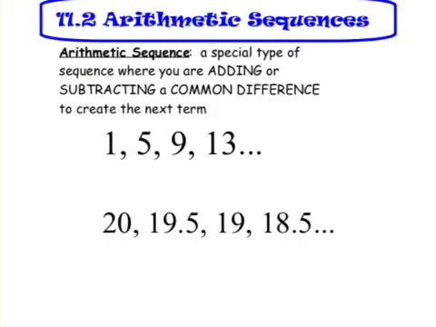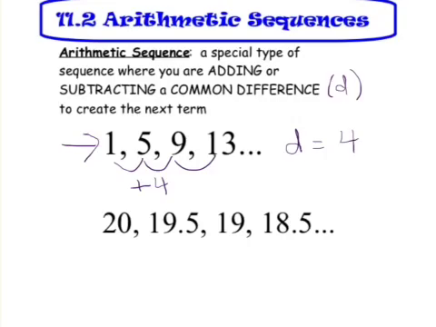This is chapter 11.2 with a focus on arithmetic sequences, specifically writing the rule for an arithmetic sequence. An arithmetic sequence is a special type of sequence where we are adding or subtracting what is called a common difference to create the next term. So for example, in the first sequence, we can see clearly that we're adding 4 each time. So this common difference, which we're going to now call lowercase d, we're going to say that it is positive 4. When it's positive, it means you're adding it.